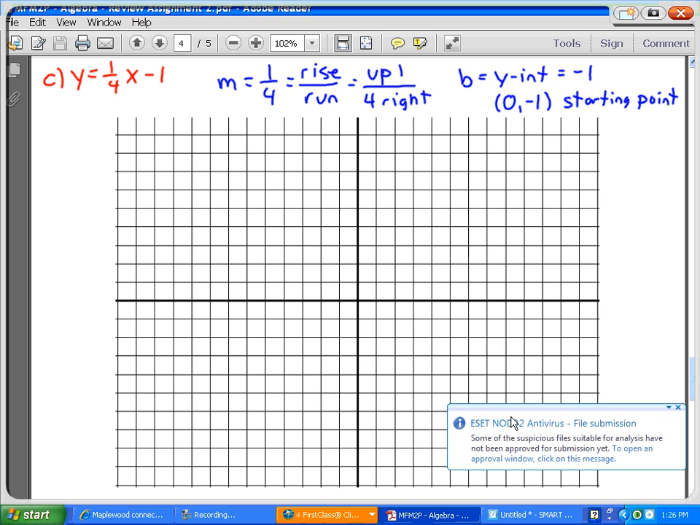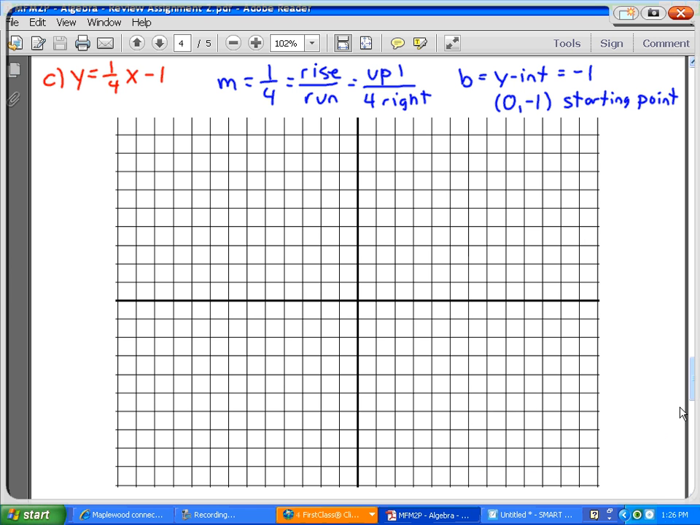I'm going to get rid of the antivirus suspicious files. Okay. I'm going to quickly neaten up the graph here. You guys can do this on your own. I'm going to put arrows on all 4 corners. I'm going to put x-axis and y-axis. We'll need this for all 3 graphs, so please put all 3 graphs on the 1 page. There's 0, 1, 2, 3, 4, 5, 6, 7, 8.